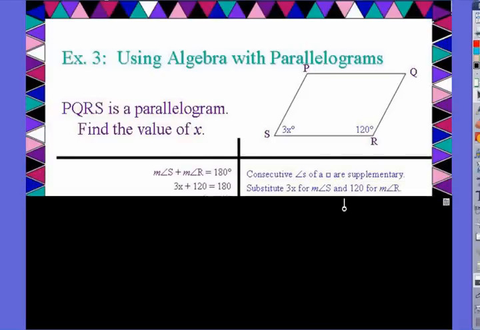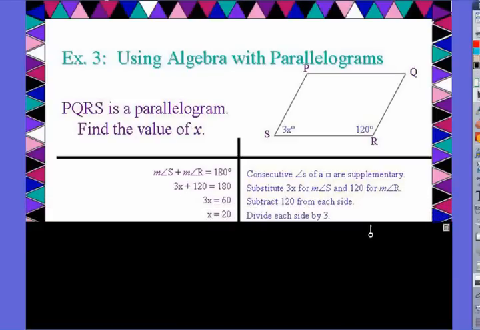So we know 3x plus 120 is 180. So then the algebra would be pretty simple. What are the steps in order we go through to solve for x? Subtract 120 from both sides. Good. Dividing both sides by 3. Very good. And we get x equals 20. Good. Okay? No problem there.